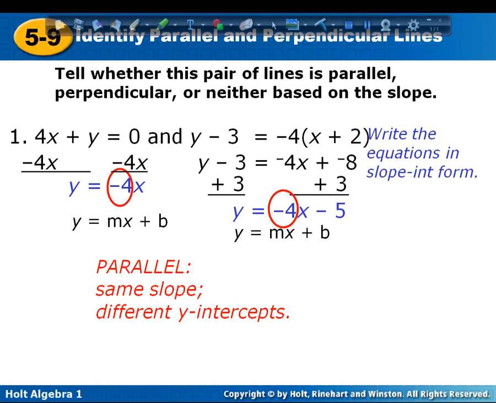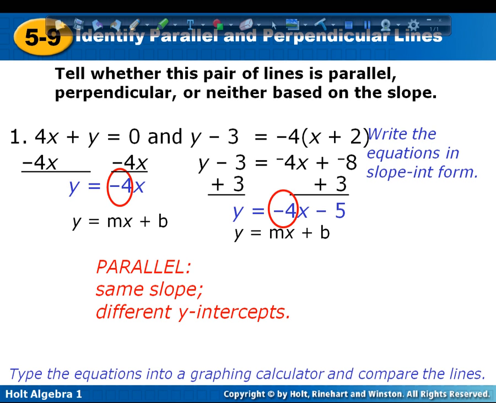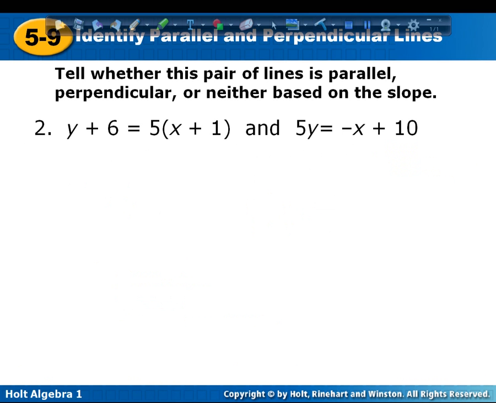Make sure you have all this written down before you move on. Number 2, go ahead and write this one down. y plus 6 equals 5 parentheses x plus 1, and 5y equals negative x plus 10. Again, we have to get both of these in y equals mx plus b form before we can tell whether they're parallel, perpendicular, or neither.